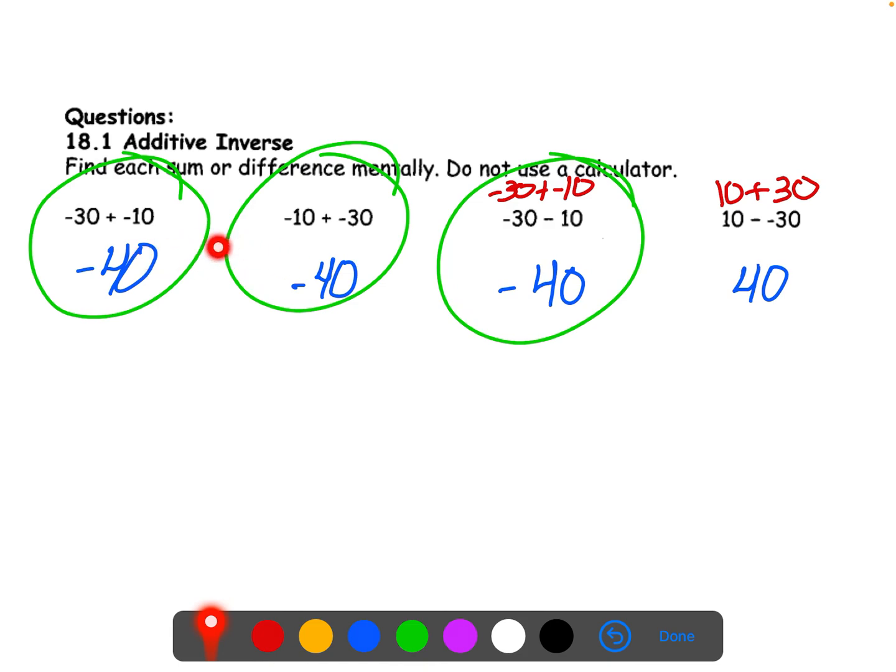We can switch the direction or the order in an addition problem, and that's fine. And if we turn a subtraction problem into an addition problem, we have to add this opposite value. The only thing that won't work is to switch the direction in subtraction. There we have a problem.